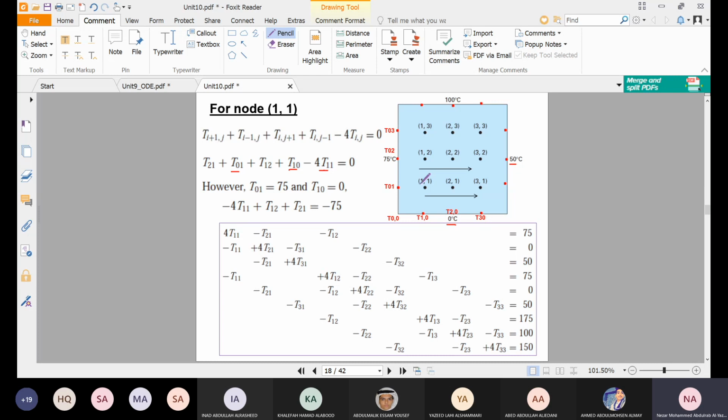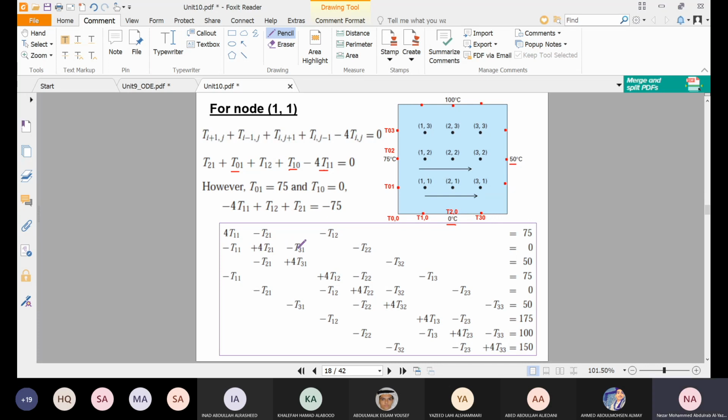After that, for example, we go for the second one, T21, i equals 2, j equals 1. Okay, so we substitute in the equation. We have i equal 2, so this will be 3,1. Here we have 1,1. Here we have 2,2. And this will be 2,0. And here will be minus 4 T21. So this will be the equation.